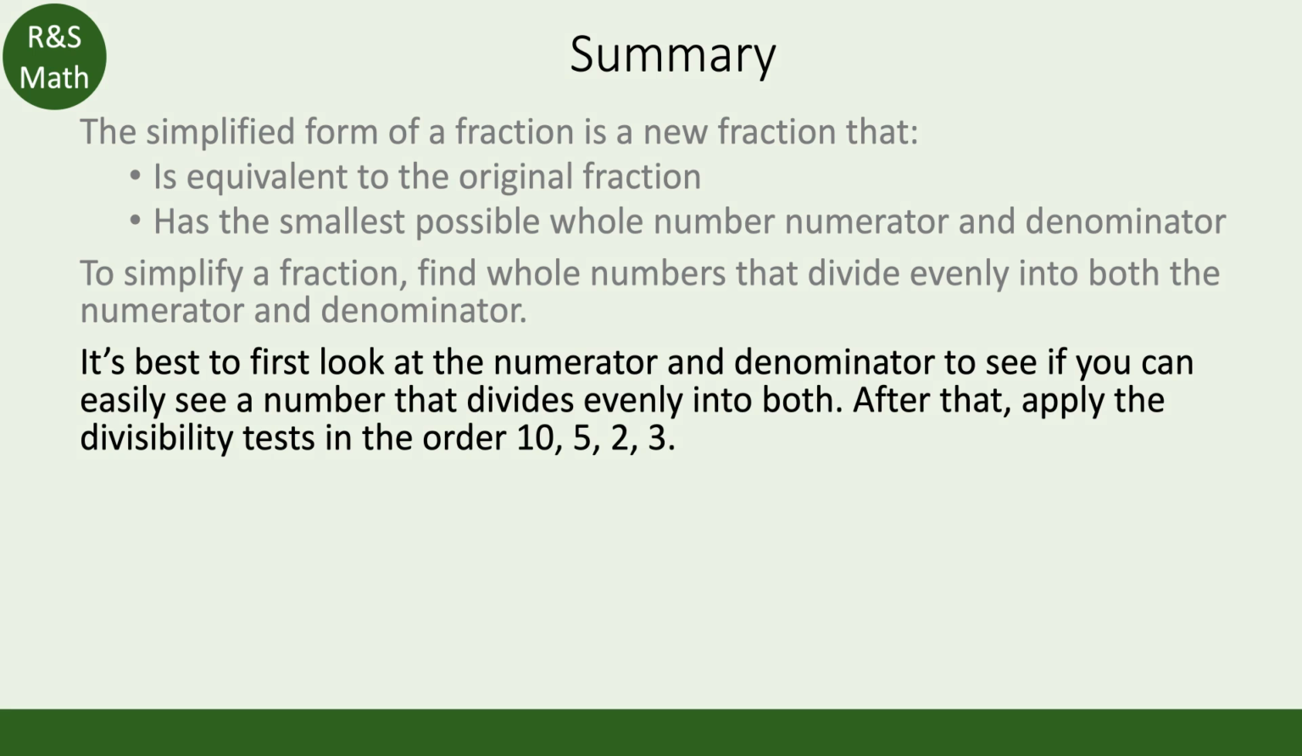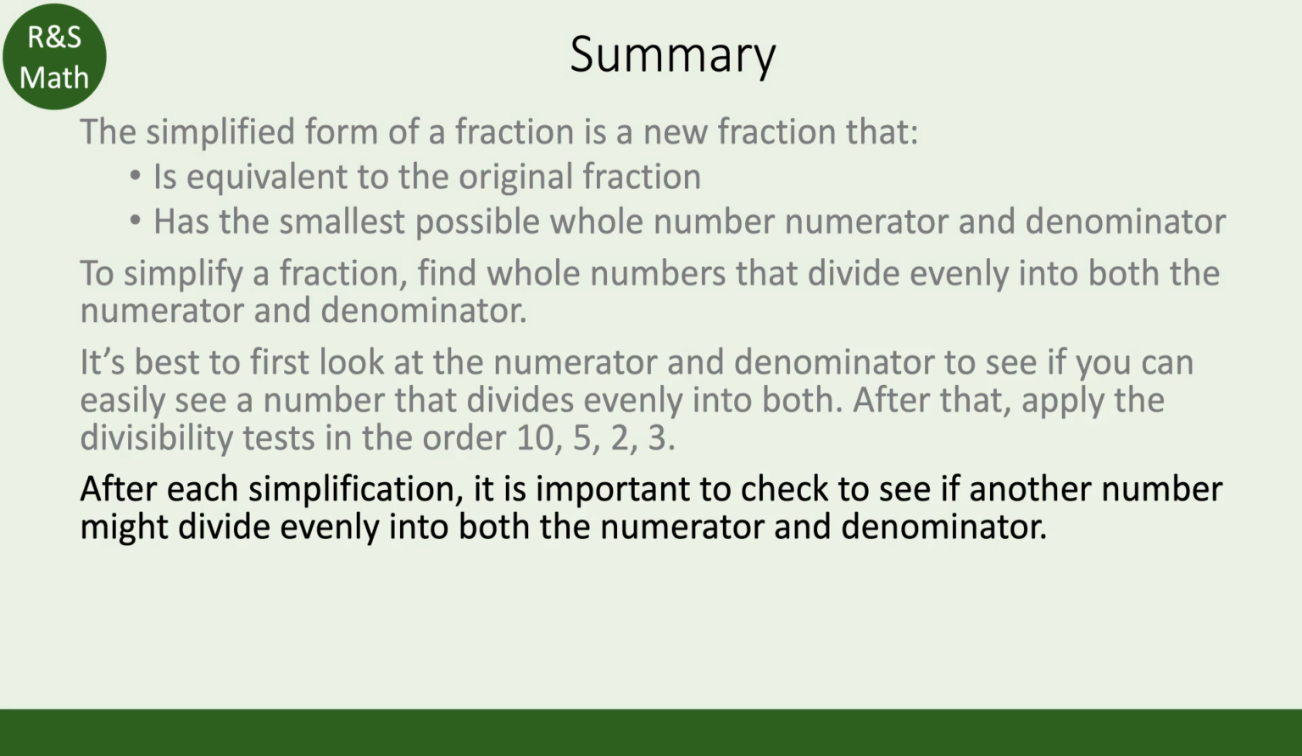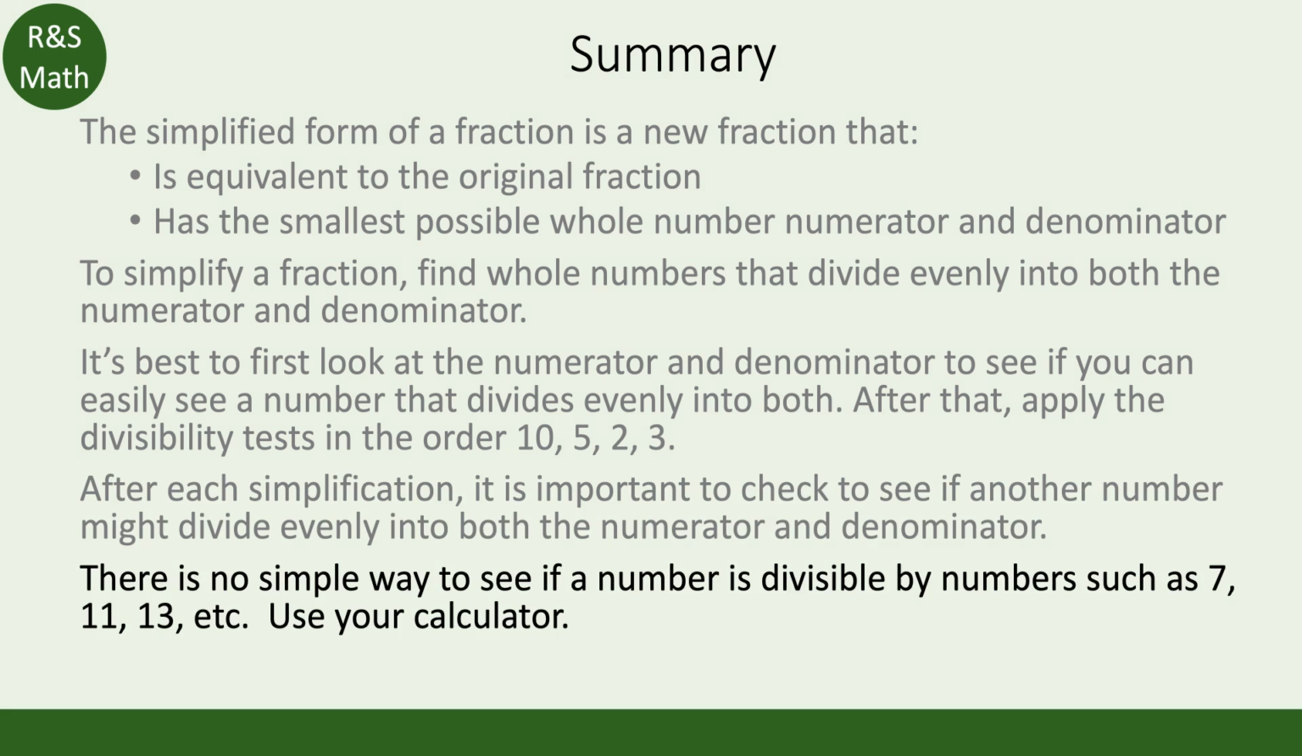After that, apply the divisibility tests in the order 10, 5, 2, 3. After each simplification, it is important to check to see if another number might divide evenly into both the numerator and denominator. There is no simple way to see if a number is divisible by 7 or 11 unless the numerator and denominator are small, so it is worth checking with a calculator. Simplifying a fraction can take some time, but with practice, one can learn to do it efficiently.